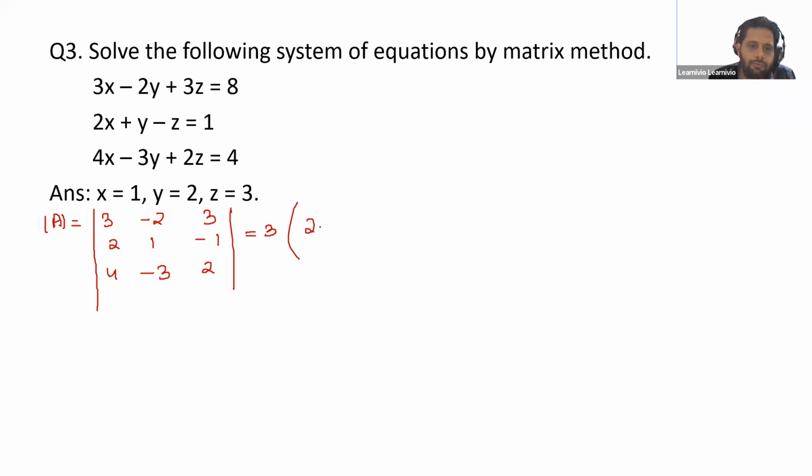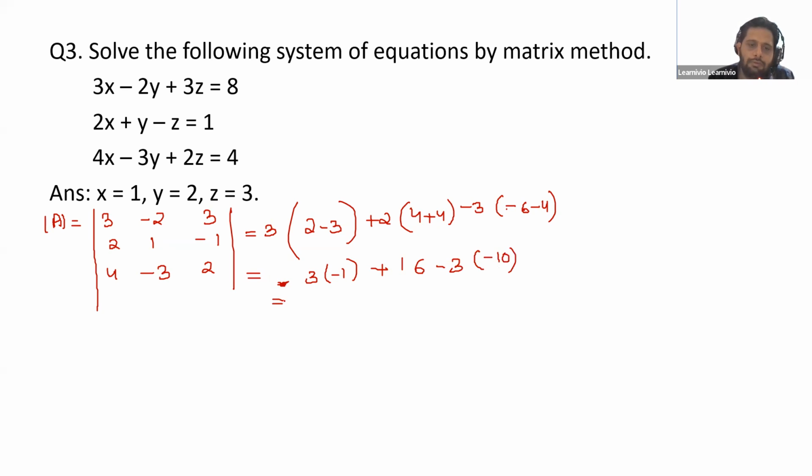So this is 2 minus 3 plus 2, 4 plus 4 minus 3, so minus 6 minus 4. So this is equal to 3 into minus 1 plus 16, minus 10 minus 3, okay, plus 16 and plus 30. So this is equal to 13. So this is 43. Okay, Noma?